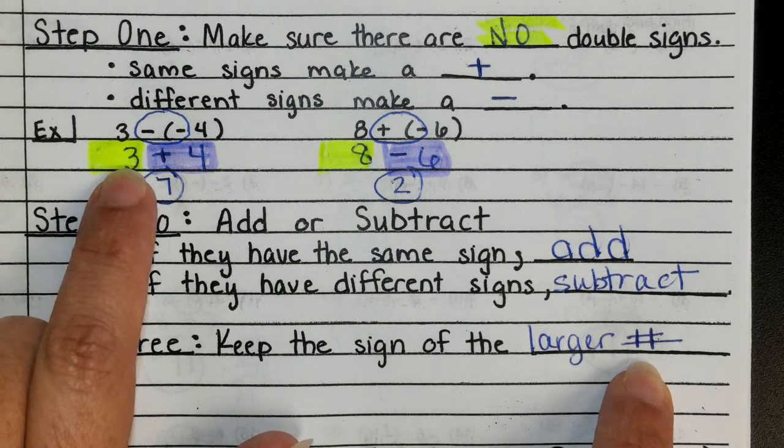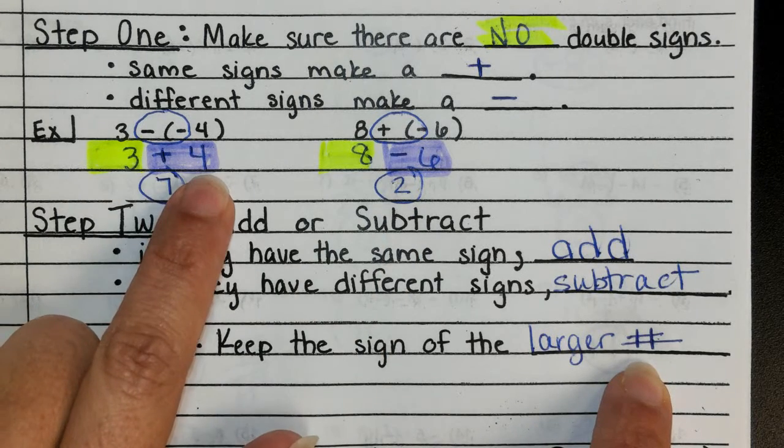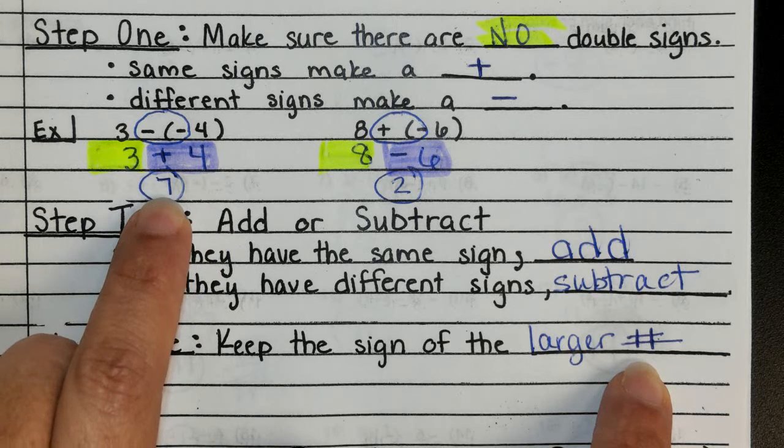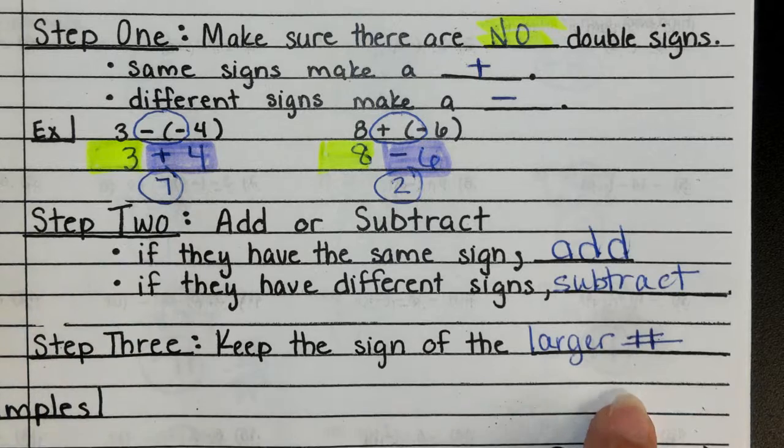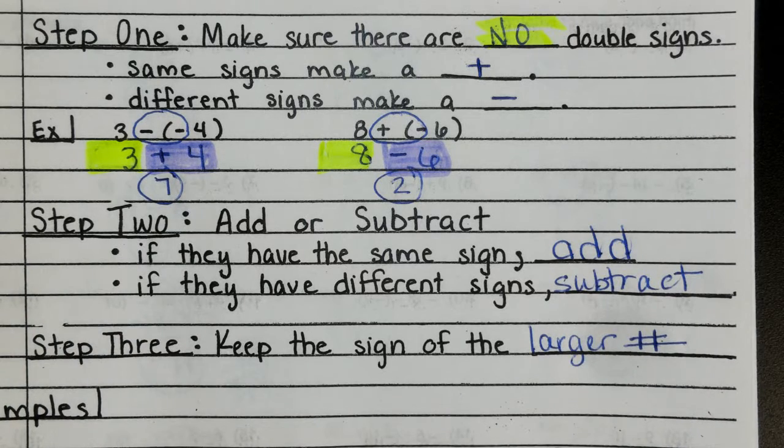Okay, look at this one. Is 3 bigger or 4 bigger? 4. Keep the sign of the larger number. Positive 4 means positive 7. So the weird thing is this. There are rules to why things are what they are. We just don't teach you that in kindergarten. We use plastic teddy bears, as I call it. Okay? Counters, things like that.